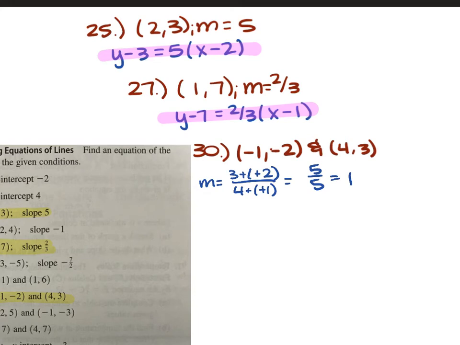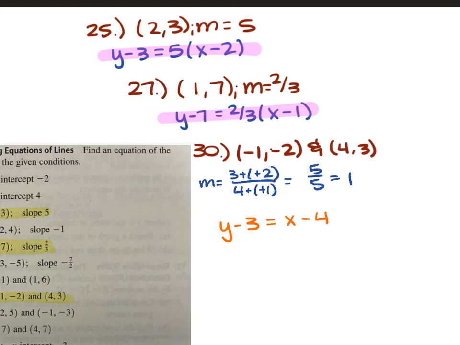Now, when you go to give the line for this and you put it into point slope form, it does not matter which point you use. Typically, we'll use the one that has the lesser of the negatives there. So instead of using the -1 and the -2, because then we'd have to change signs, I would just use the 4, 3 as well as our slope and put it into point slope form that way. So we would have y minus 3 is equal to 1 times x minus 4.